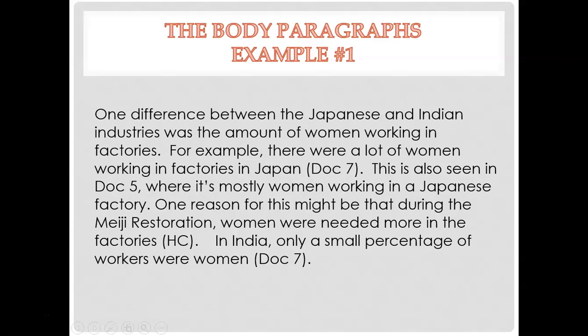Example 1. One difference between the Japanese and Indian industries was the amount of women working in factories. For example, there were a lot of women working in factories in Japan. This is also seen in document 5, where it's mostly women working in a Japanese factory. One reason for this might be that during the Meiji Restoration, women were needed more in factories. In India, only a small percentage of workers were women.